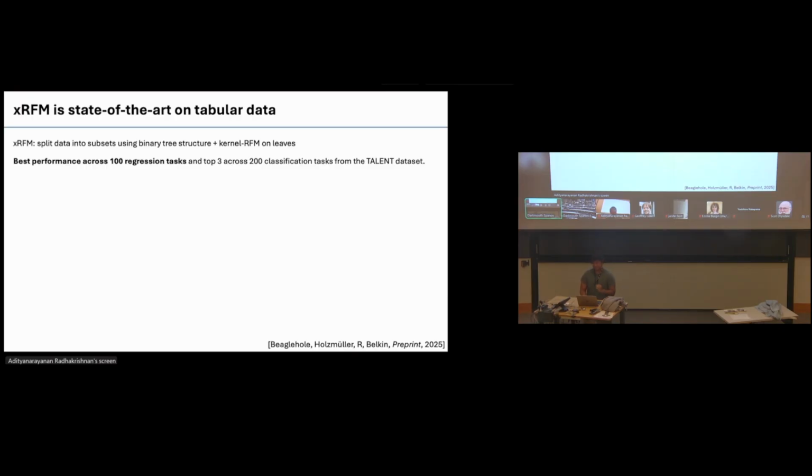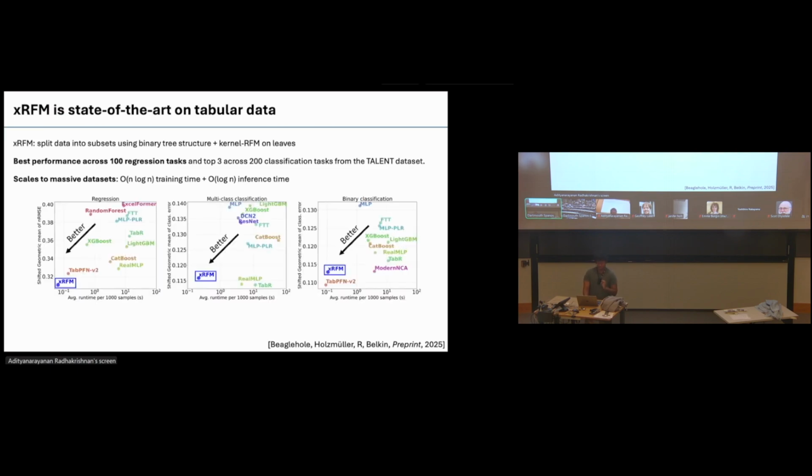So what we found is we tested on 300 data sets. It turns out it was the best in performance across 100 regression tasks, and within the top 3 across 200 classification tasks from this publicly available data source. The advantage of this method now is, unlike traditional kernel methods, and I'm happy to talk online about why it's faster, it scales to massive data sets. So you can have millions of samples, effectively billions of samples, and run this procedure. You have n log n train time, O of log n inference time.